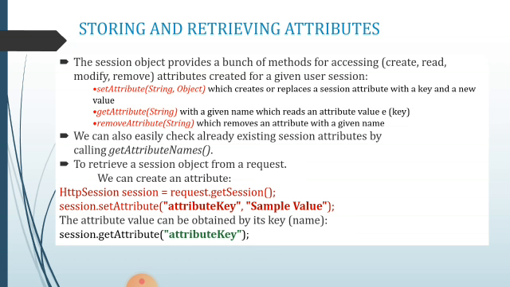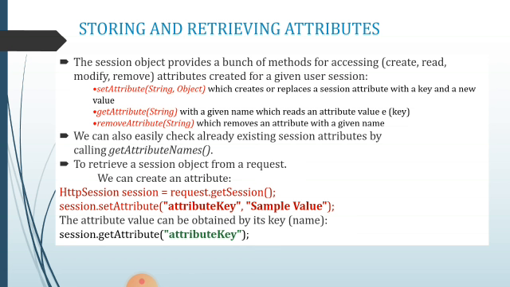Got it? So for storing and retrieving data, there are some methods used. Since a session is an object, it provides a bunch of methods. It has many methods, so for each and every activity it has methods. Among those methods, first getSession and getSession(boolean) are used to create and access the session, and for storing and retrieving attributes, the session object methods are used to create, read, modify, and remove attributes created for a given user session.